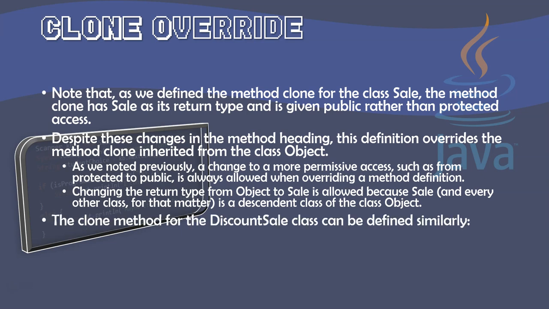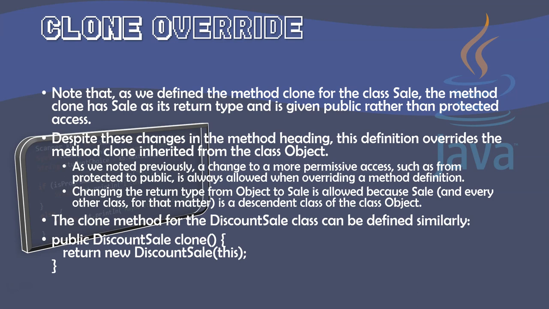Now, the clone method for the DiscountSale class could be defined very similarly. Public DiscountSale clone, return new DiscountSale(this). And there's the this again.